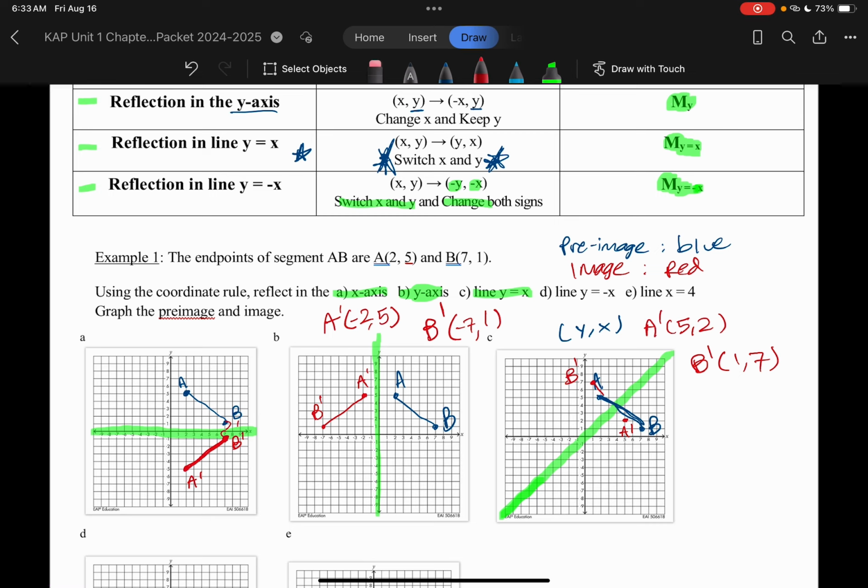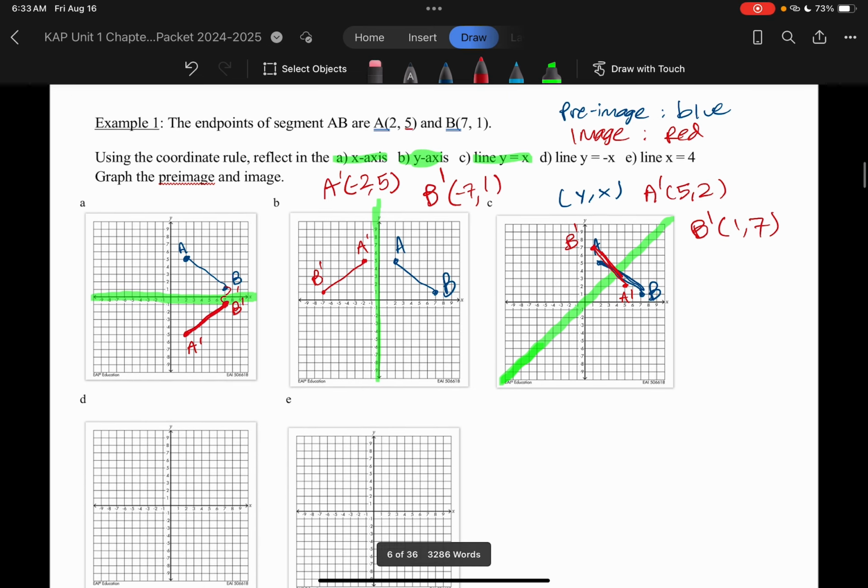So whenever you're reflecting over the line of reflection and your figure runs through it, it's going to look a little weird, but you should essentially still see a flip or mirroring effect happening.